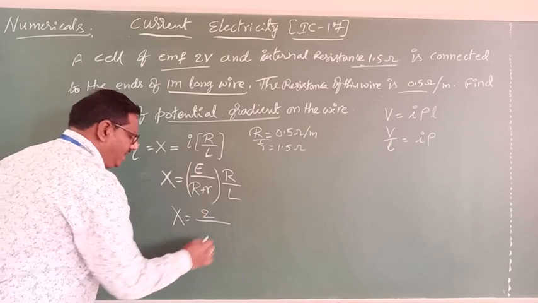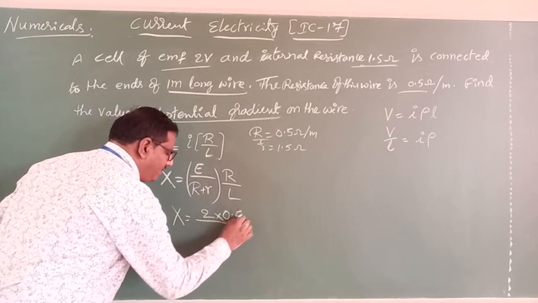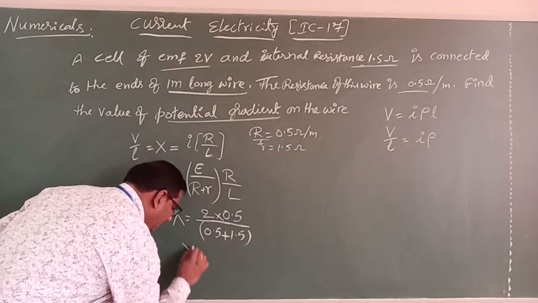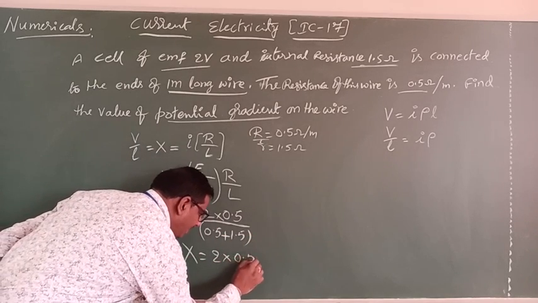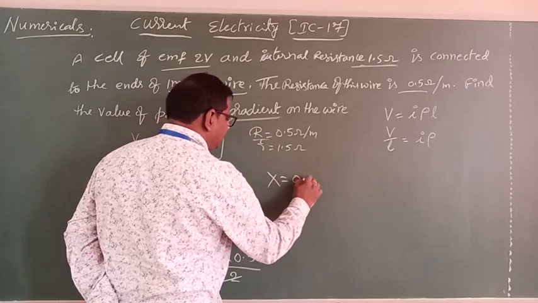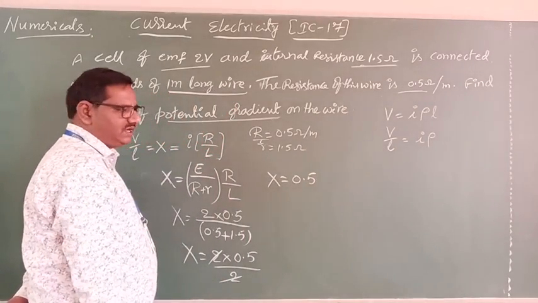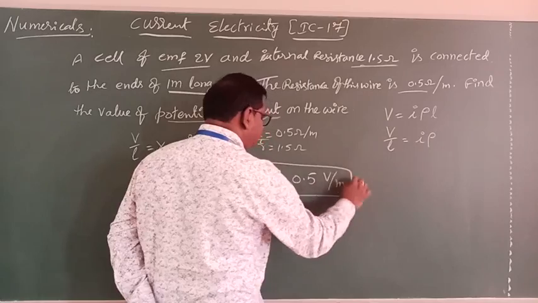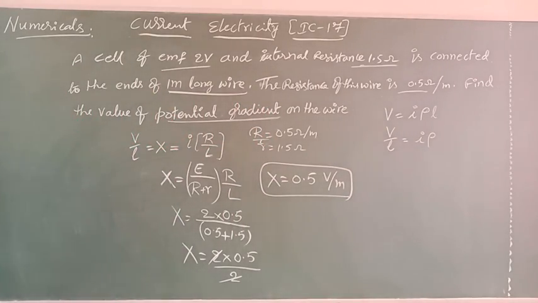Clear? So EMF E into R by L value 0.5. Here also 0.5 plus 1.5. So totally X equal to 2 into 0.5 by 2. The 2 gets cancelled. Then X equal to how much? 0.5. Potential gradient means volt per meter. Potential gradient they are asking, so we write X equal to volt per meter. It came 0.5 volt per meter.